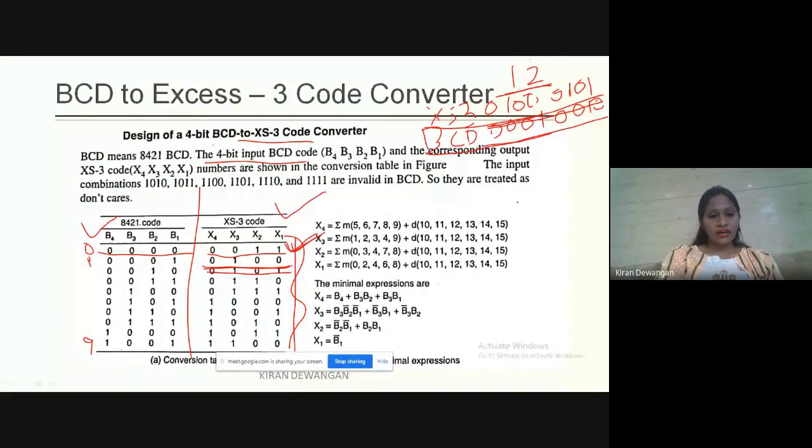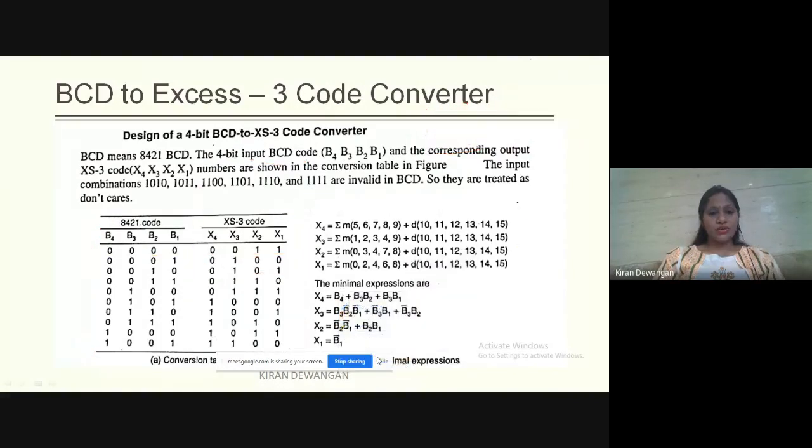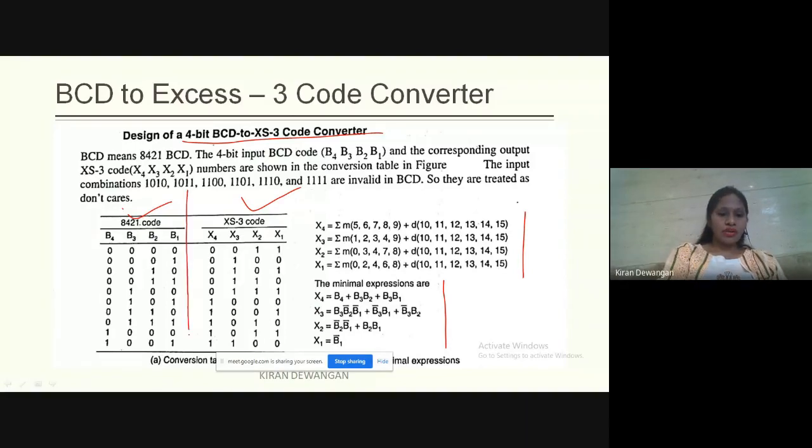Now from here, यहां से हम लोग ये canonical form निकालेंगे. ठीक है? So the canonical form is required to design the BCD to XS3 code converter. अगर हमें BCD to XS3 code convert करना है तो we need to find this and we need to find the minimal expressions. These are our inputs and these are our outputs. Clear? So this is our input output combination, the conversion table.